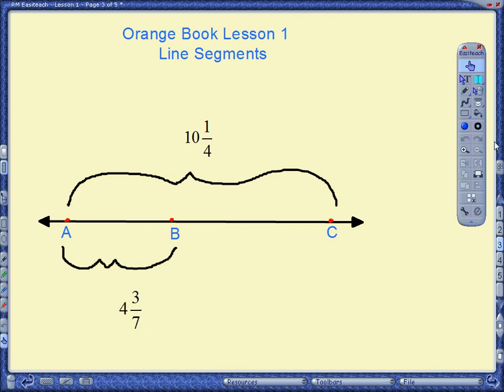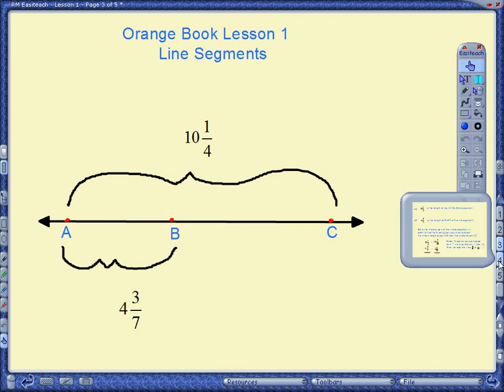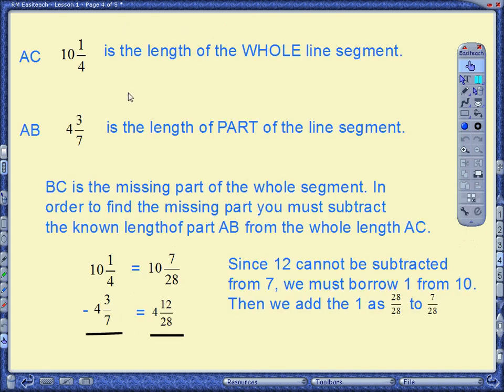The way that we're going to do this, you'll see in one moment, we're going to take the whole part, and the part that's from A to B, and we're going to subtract them. Okay, we have to get common denominators. The common denominator is 28, as you can see here.